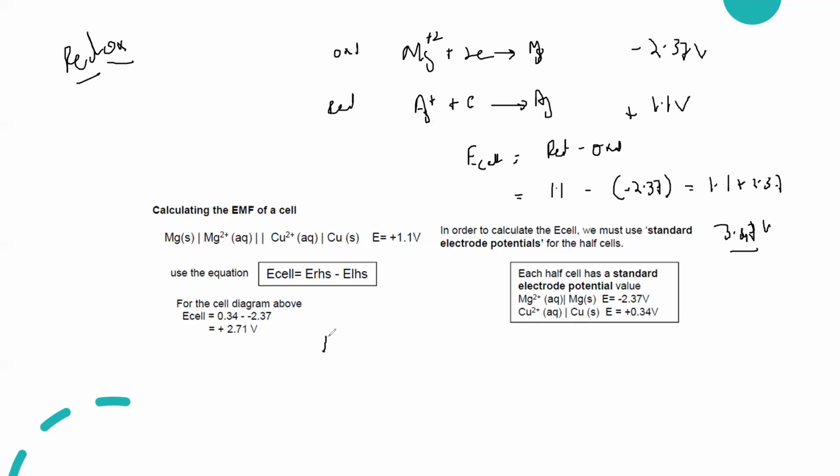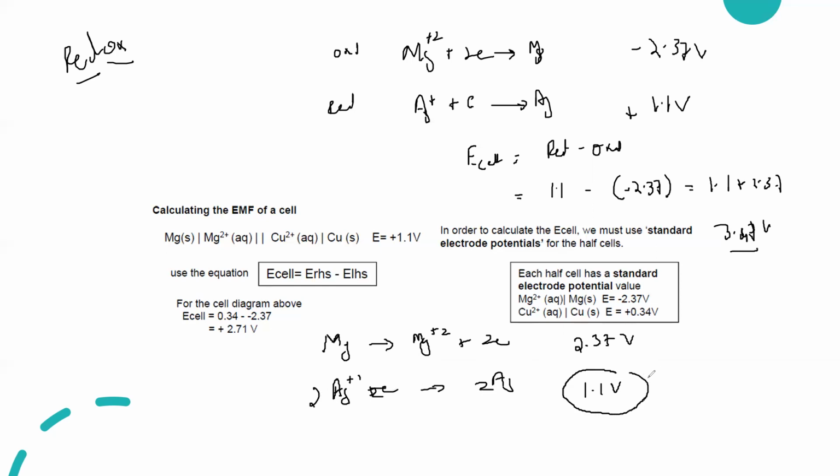So basically, if it's negative, it means the opposite happens: the magnesium atom is converted into a magnesium ion by loss of 2 electrons, and the silver ion takes 1 electron and changes to a silver atom. But if I add, the electrode potential will be 2.37, then this is 1.1. When I write the equation, because the number of electrons should be the same, the loss and gain, I multiply this equation by 2. But what is the mistake students used to make? They multiply the voltage also by 2.